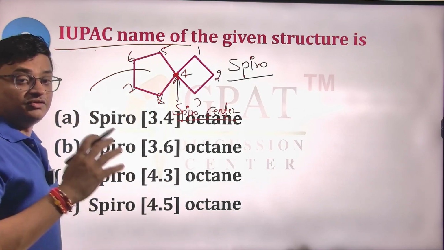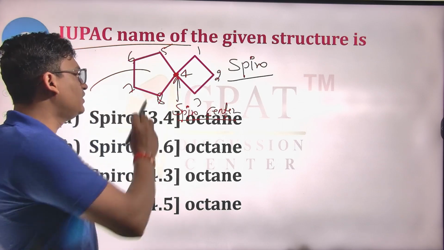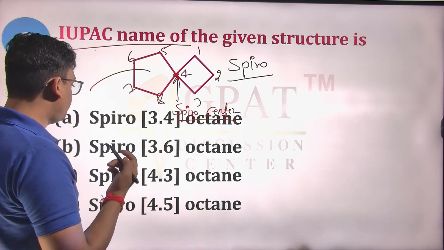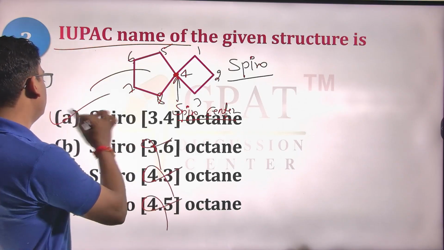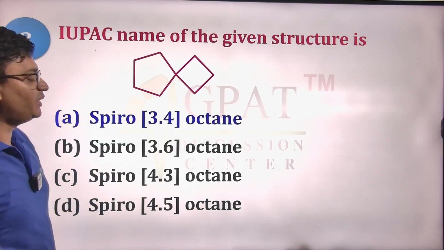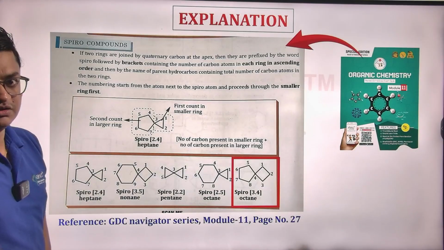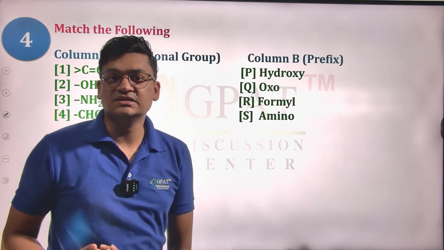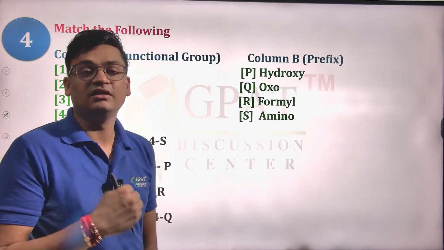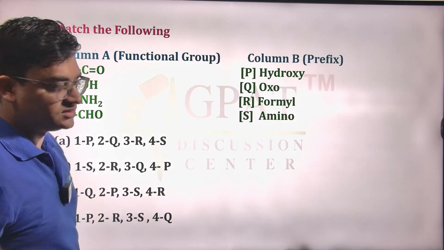So spiro. First of all, we should write the smaller ring size, that is of 3 carbons. Later on, the 4 carbon ring size. So spiro 3, 4 octane. 3, 6 no, 4, 3 no, 4, 5 no. Only A will be the right answer. Spiro 3, 4 octane. In the case of spiro, the smaller ring size is always preferred, and here we write the numericals in ascending fashion. Smaller first, then the larger one.